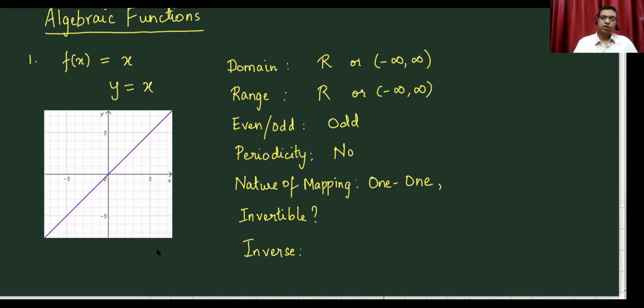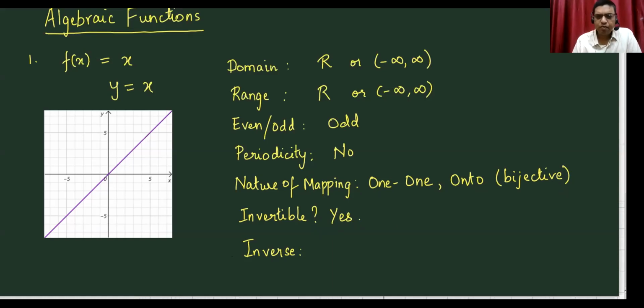And is it onto? What is the condition for onto? The range must be equal to the codomain. So the range itself is R and the codomain is R. So the range is equal to the codomain, so this is onto. One-one and onto, so it is bijective. Because it is bijective, it is invertible.